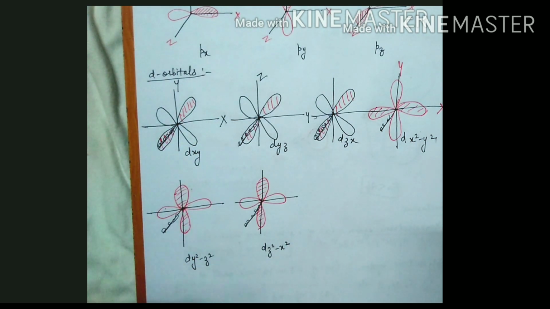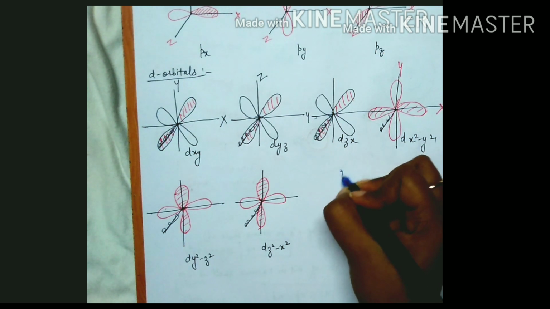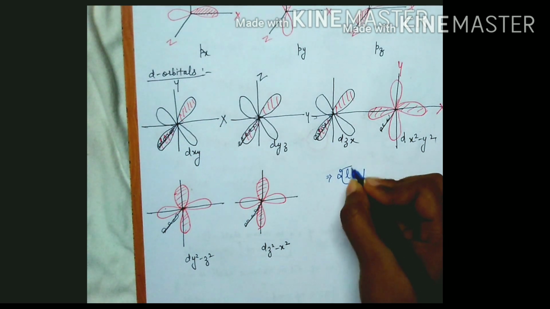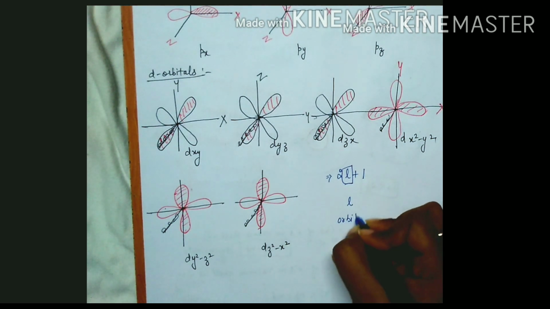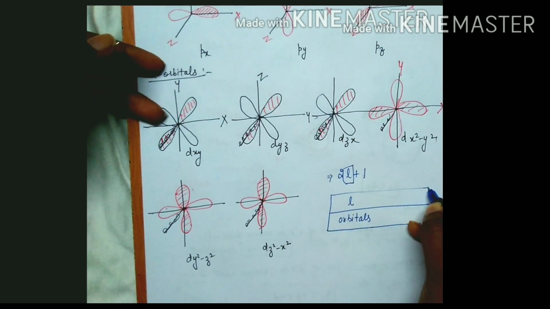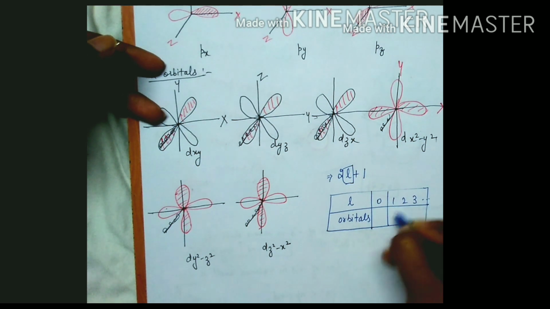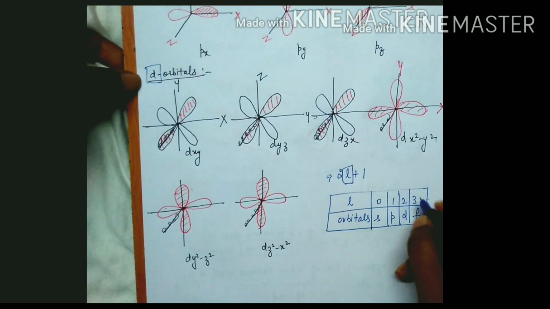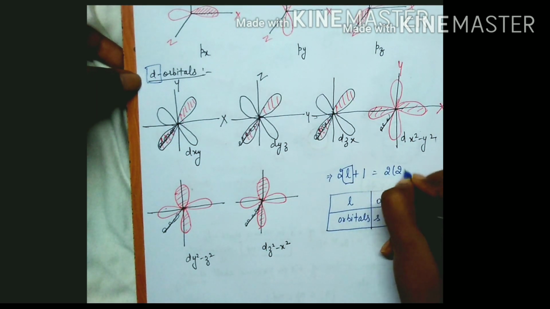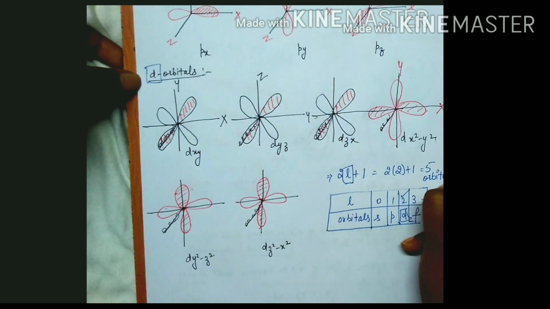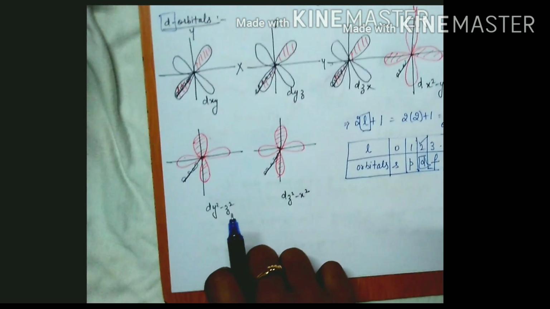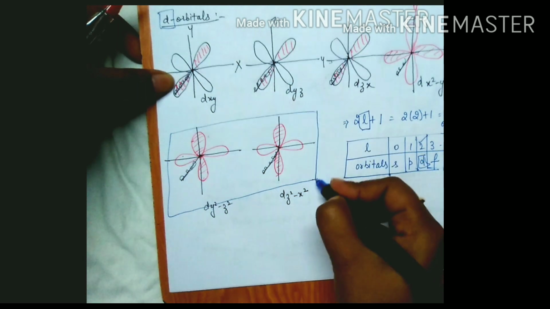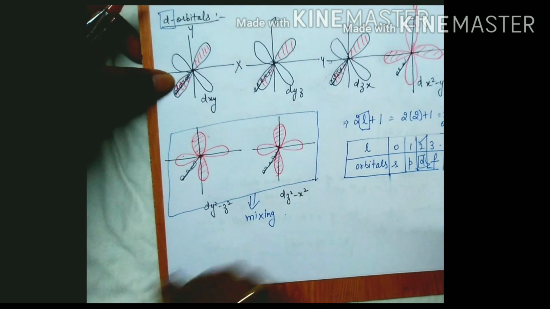So to find out the total number of d orbitals, we use the formula 2l plus 1. Because we have a d orbital, the l value is 2. So theoretically 5 orbitals are possible. So what would have happened? These two orbitals would have undergone mixing. How?